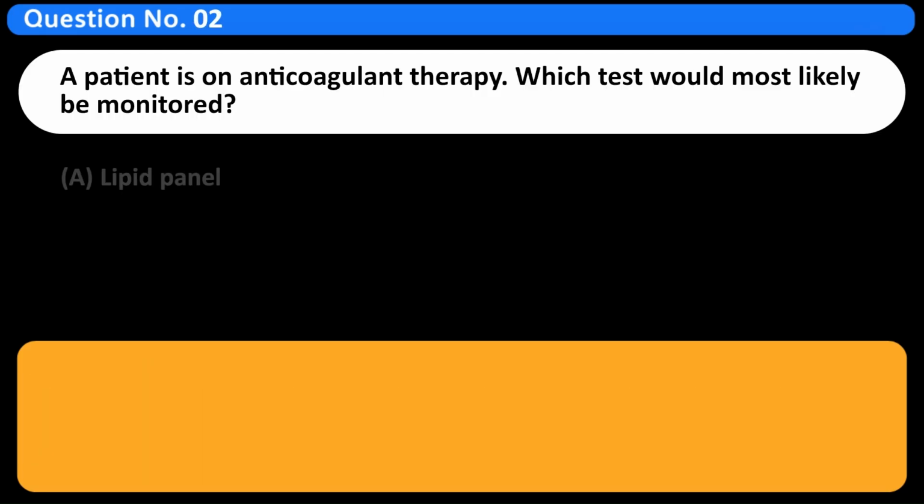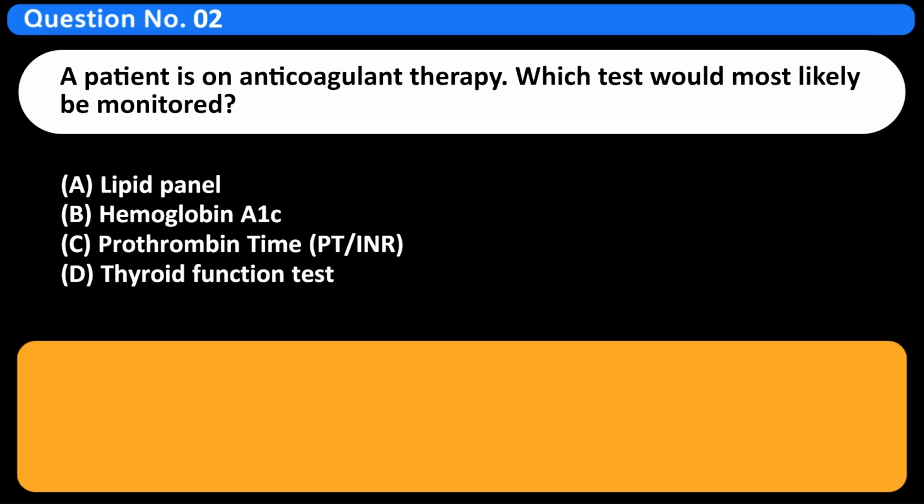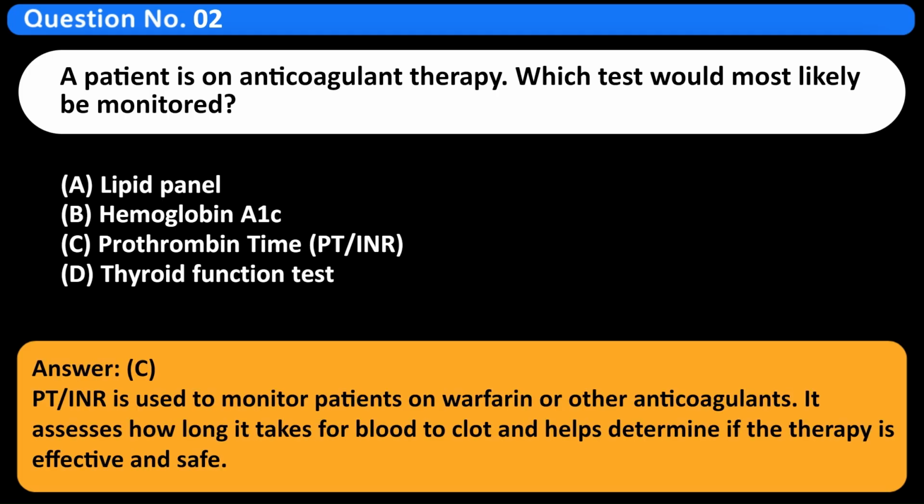A patient is on anticoagulant therapy. Which test would most likely be monitored? A. Lipid panel. B. Hemoglobin A1C. C. Prothrombin time, PT/INR. D. Thyroid function test. Answer: C. PT/INR is used to monitor patients on warfarin or other anticoagulants. It assesses how long it takes for blood to clot and helps determine if the therapy is effective and safe.